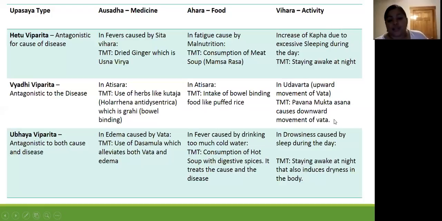And another example is an activity that works for both. An example of this is in drowsiness caused due to sleeping during the day, stay awake at night. Okay, and what that does is, the drowsiness is usually brought on because of excess moisture or excess kapha. Okay, so staying awake at night does both. It induces dryness in the body, as well as it negates the fact of the cause where you slept too much. Okay, so this will actually help to negate the drowsiness itself as well as the excess moisture that is caused due to sleeping during the day.